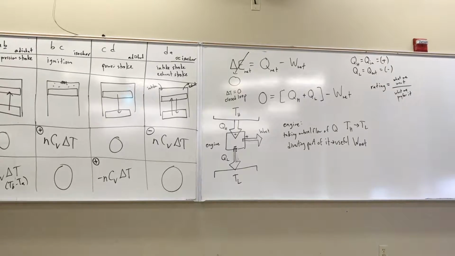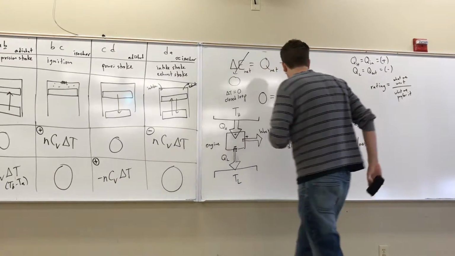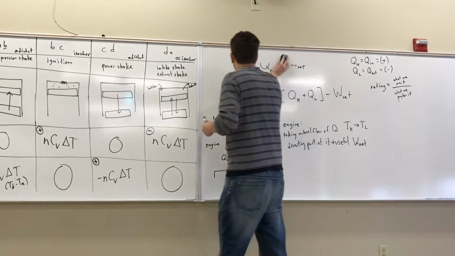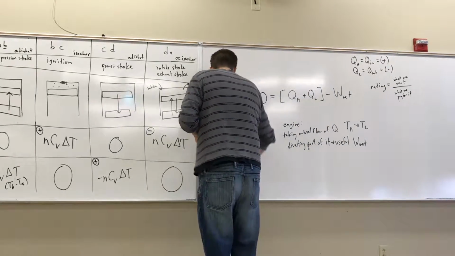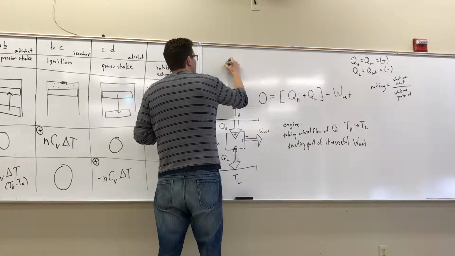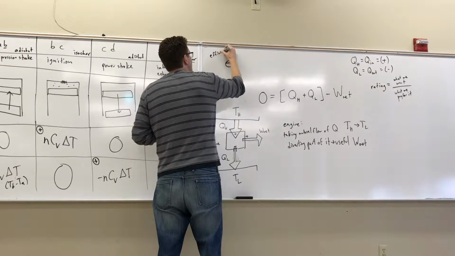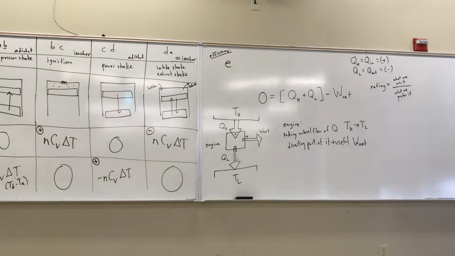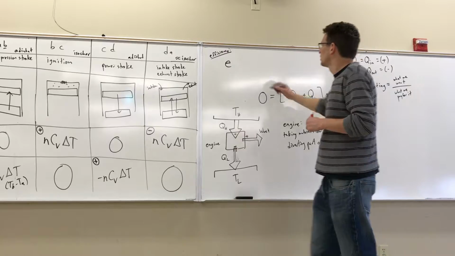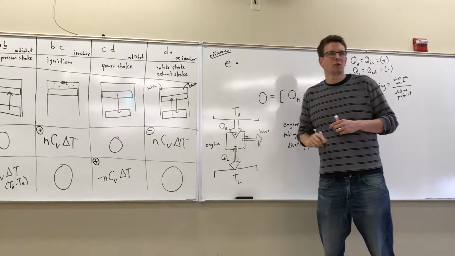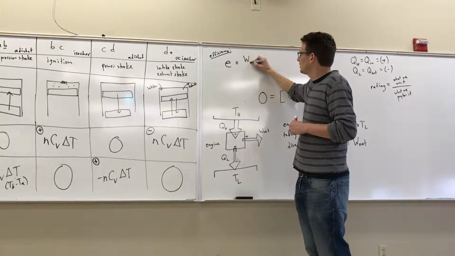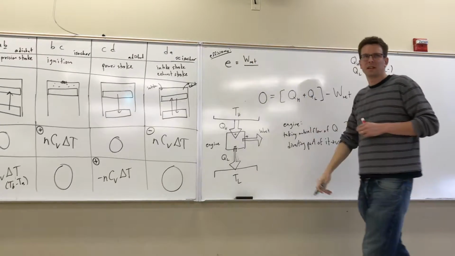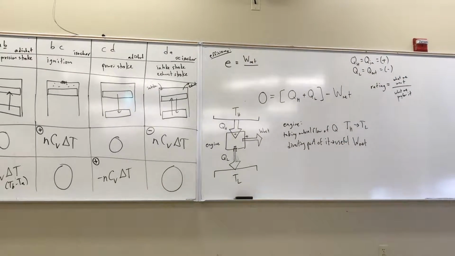Let me find some room here. I guess. Let me go over here. So, in the case of an engine, this is called the efficiency. Efficiency, okay? So the rating that we use for engines is called efficiency. What do we want this engine to accomplish? We want it to accomplish net work, okay? That's the goal of this thing. We want the car to go, okay? We don't want it to just mess with heat. We want it to do something for us.